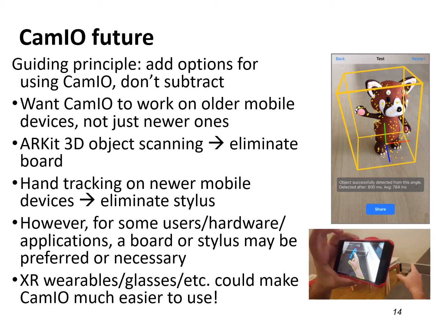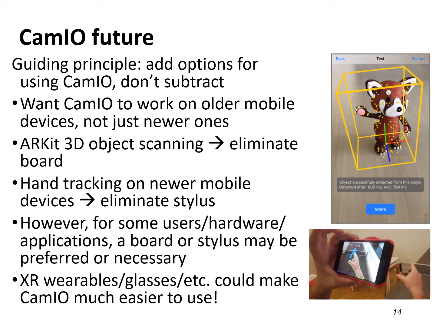We're well aware of things like ARKit 3D object scanning, and that might eliminate the use of the board in many cases. Of course, the newer mobile devices do hand tracking, and it should be possible to eliminate the stylus in other cases. So these are pretty obvious directions to move in, but just to keep in mind, depending on circumstances, a board or stylus may still be useful or necessary.